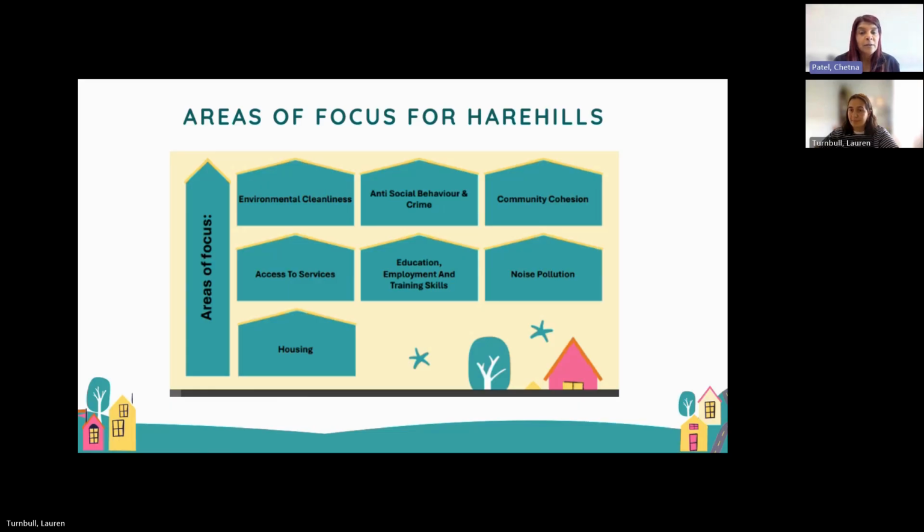Again, not really any surprises for those of you who are on the call and work in the area. You will hear this a lot, really, in terms of issues that impact on communities. And if we can address these issues, then we can ensure that people feel better about living in the area. That can impact on their health, because we know those wider determinants are so important.